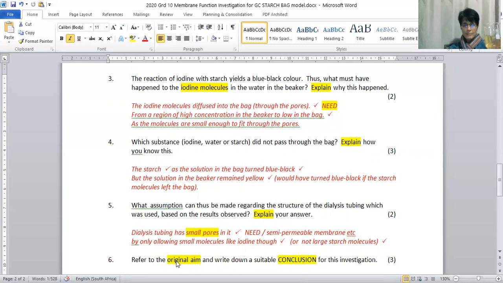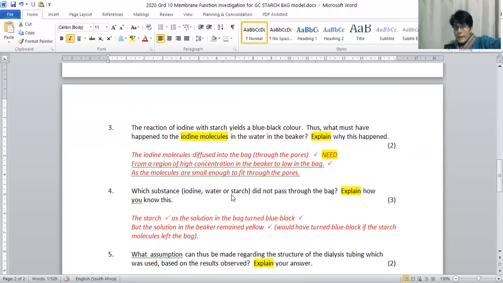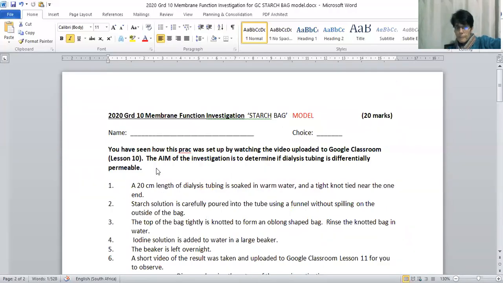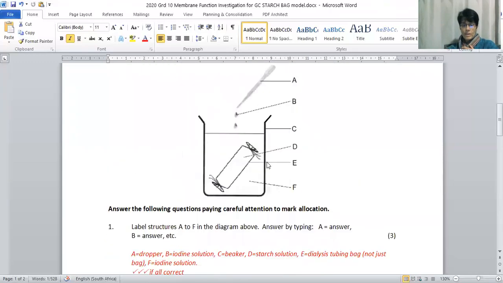So question number 6. Refer to the original aim. In our preps, grade 11, grade 12, we always go back to the original aim, and they're not always going to tell you that. You need to go back to the original aim and make a conclusion about what this whole thing was about. So you go back to the beginning. There. The aim of this investigation is to determine if the dialysis tubing is differentially permeable. I could have said semi or partially permeable.